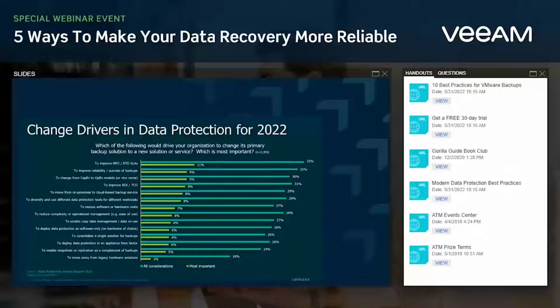And this is consistent over the years, right? I think if you look back at the 2020 and 2021 data protection report, those still hold true as the top 2 drivers for change when looking at your data protection solution. So we can all relate. We all know that this is something we want to optimize and improve when looking at our data protection solutions. So that's why we're here to talk about that today and talk about some best practices, tips and tricks, and things that you should look for in your solution.